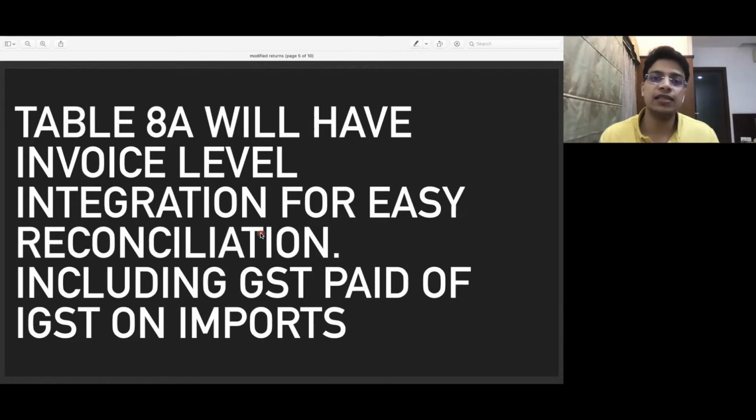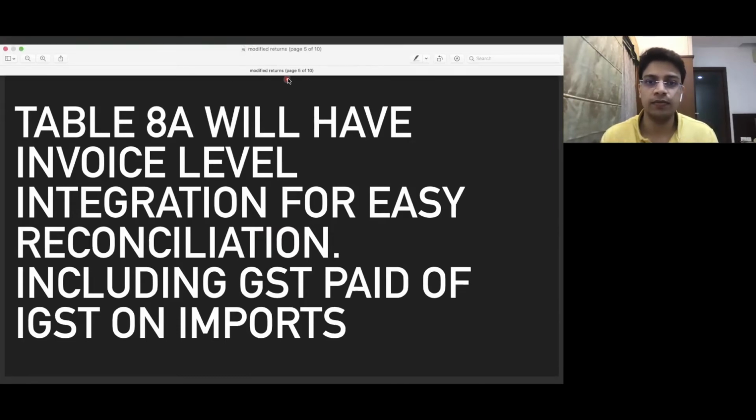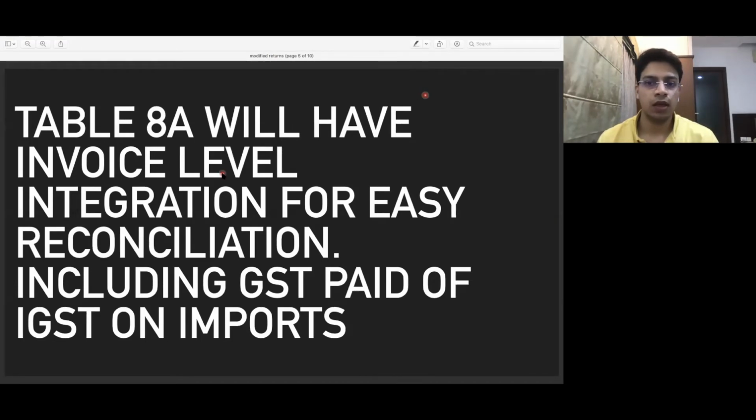So to reconcile these differences, the government is providing table number 8A auto-populated data with details so that we can match the table number 8A data with the GSTR2A portal data and reconcile what the differences are. This is a very good feature for us. Invoice level integration for easy reconciliation will be provided. So basically, table number 8A will have invoice level data for matching with the 2A reconciliation.